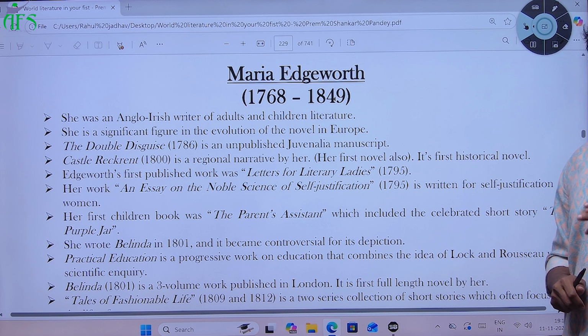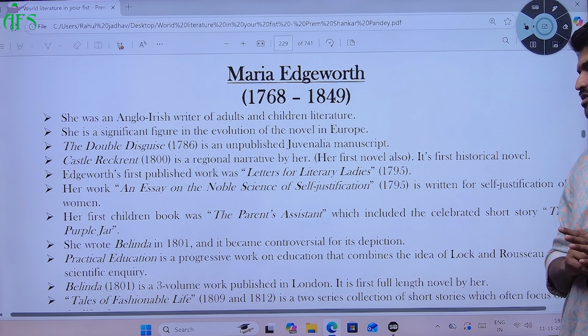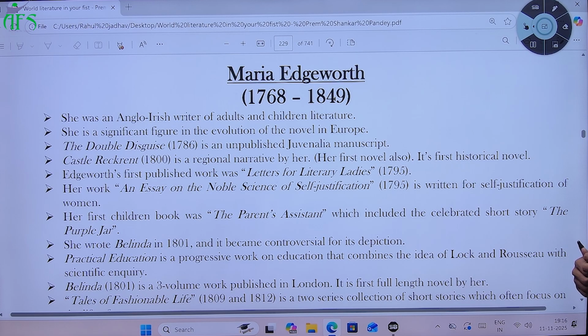Another work, An Essay on the Noble Science of Self-Justification, was written for the self-justification of women, and her first children's book was The Parent's Assistant, which included the celebrated short story The Purple Jar. Right, a very famous story, the most celebrated and the most popular one.